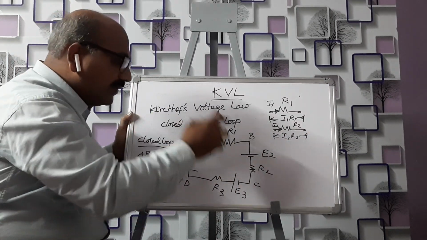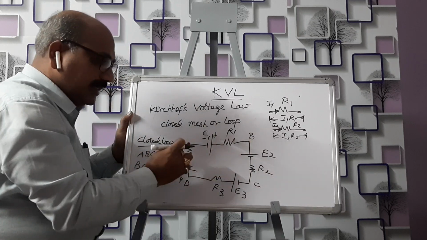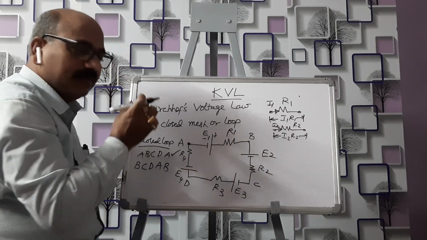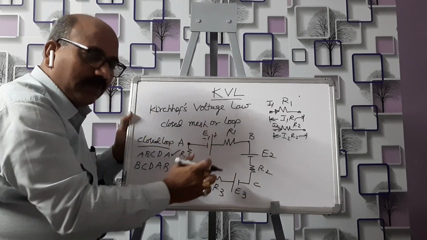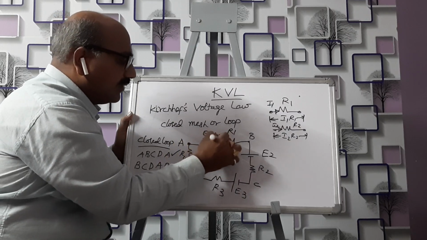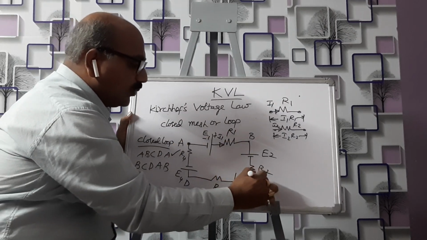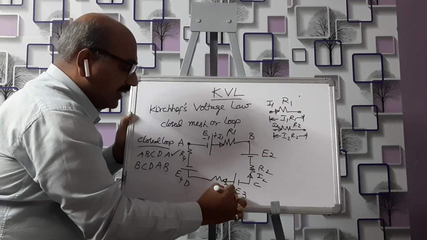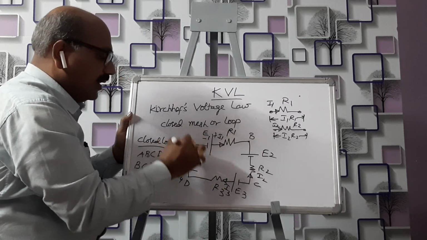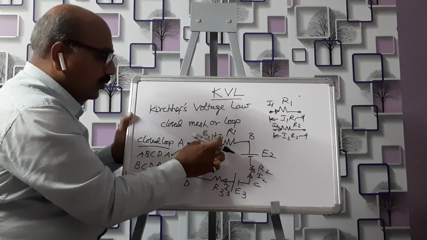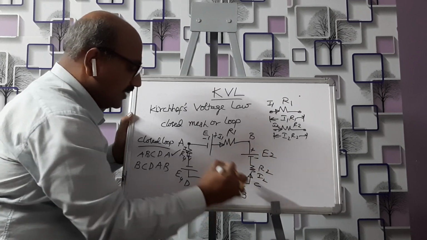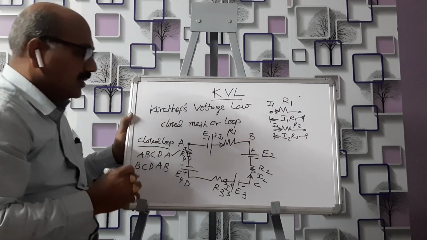Now, what is our law? This is a closed mesh. In any closed mesh, the algebraic sum of EMFs and the algebraic sum of IR drops. Why are we calling them IR drops? Here there is a current I1. I have taken the current I2 here, I3 here, and I4 here. You can choose as you like, but I have chosen like this. Now this is minus to plus, plus to minus, minus to plus, and plus to minus.